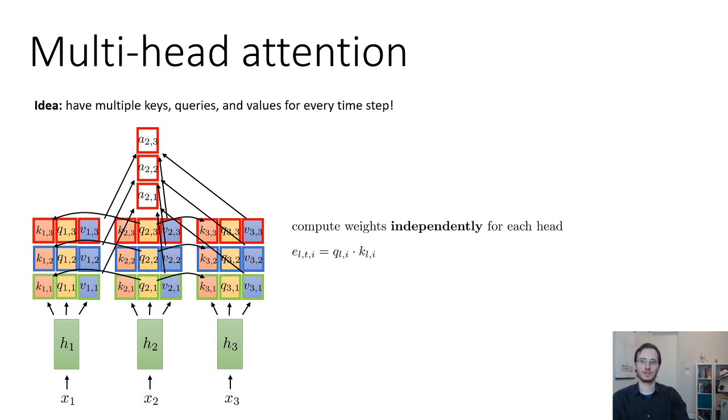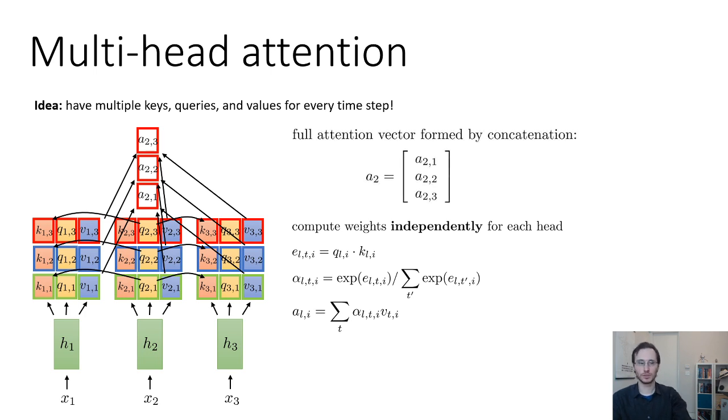So now your attention score has three subscripts. It's E, L, comma, T, comma, I, where L is the position at which you're computing the attention, T is the position from which you're trying to get the values, and I is the head. And you have completely separate queries and keys for every I. And then you do the softmax separately for every I, and you compute the attention vectors completely separately for every I. And then at the end, the full attention vector is formed simply by concatenating these. So at position two, you have A21, A22, and A23, so three different heads. So the full attention vector A2 is just formed by stacking these different attention heads.